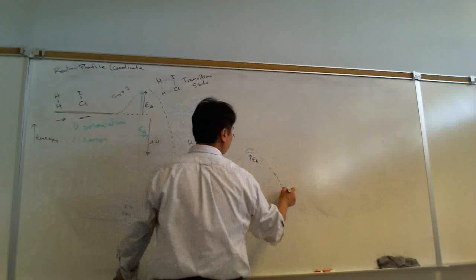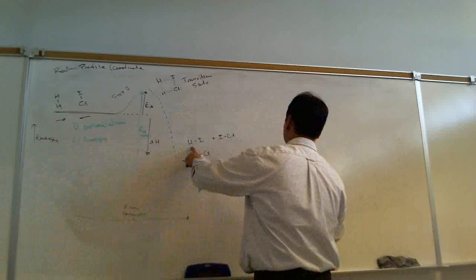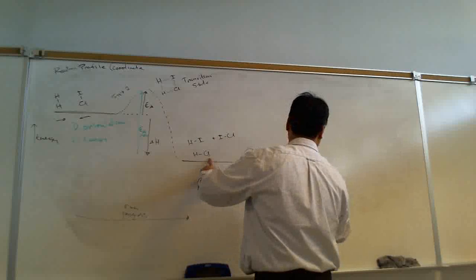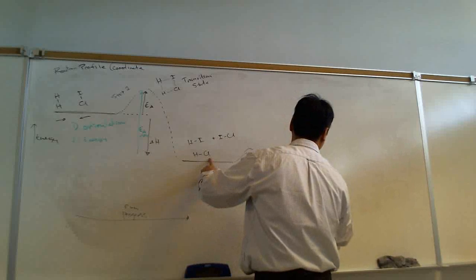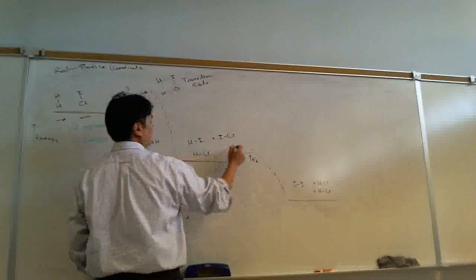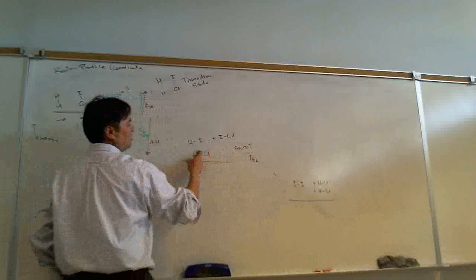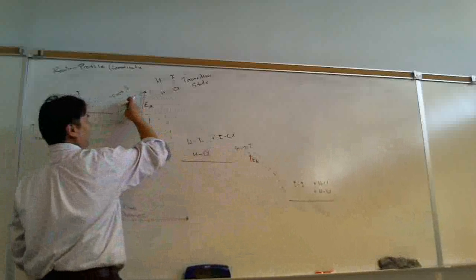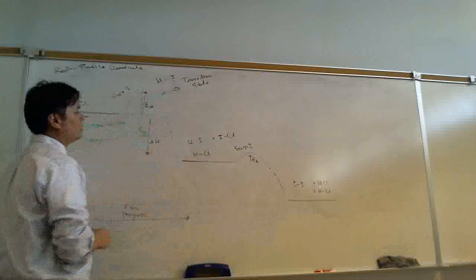And then this is going to fall to the final products. The final products will be I2 plus HCl plus another HCl, 2HCl. And so here we have step two. And so it doesn't matter how fast step two is, everyone's going to be slowed down by step one, the biggest activation.